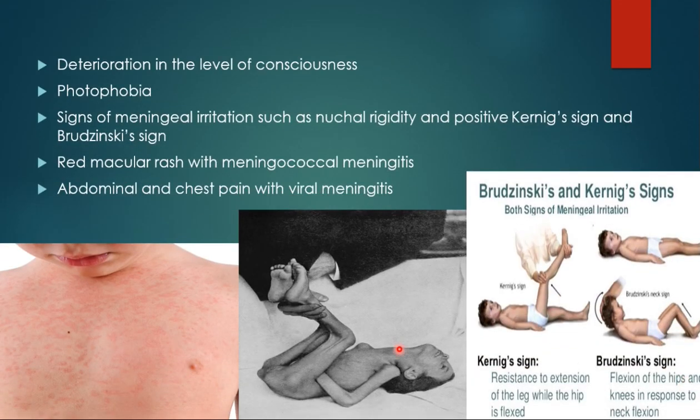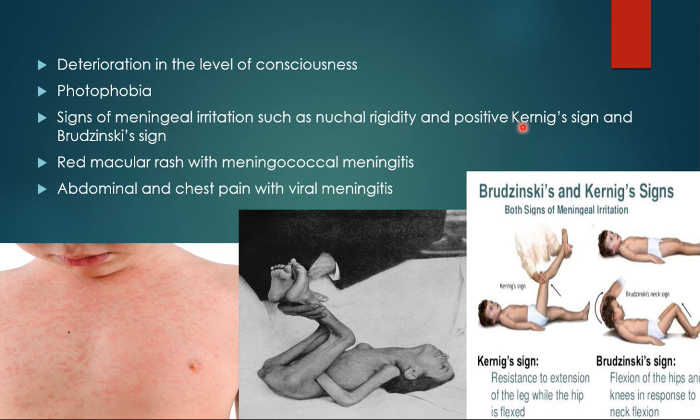Here you can see in these images, the patient having fever, sleepiness, severe headache, light sensitivity, photophobia, nausea and vomiting, joint pain, rashes, seizures, etc. Next, deterioration in the level of consciousness, photophobia as discussed, light sensitivity. Then there are signs of meningeal irritation such as nuchal rigidity. Nuchal rigidity means the patient may have severe neck stiffness, and the positive Kernig sign and the positive Brudzinski sign.